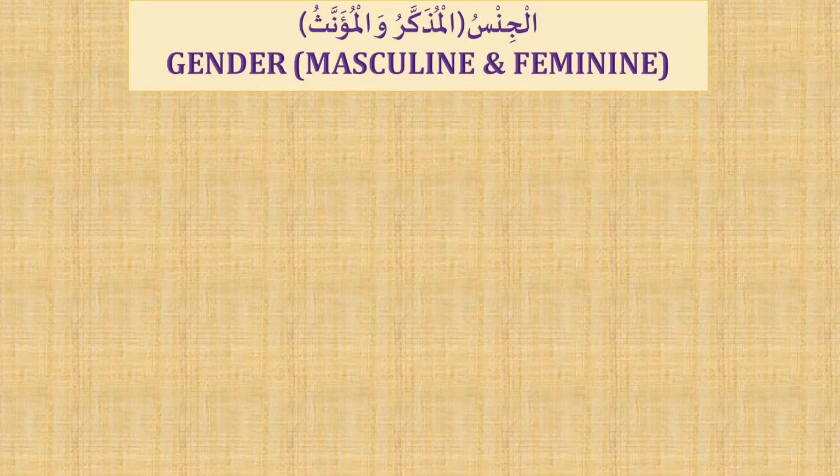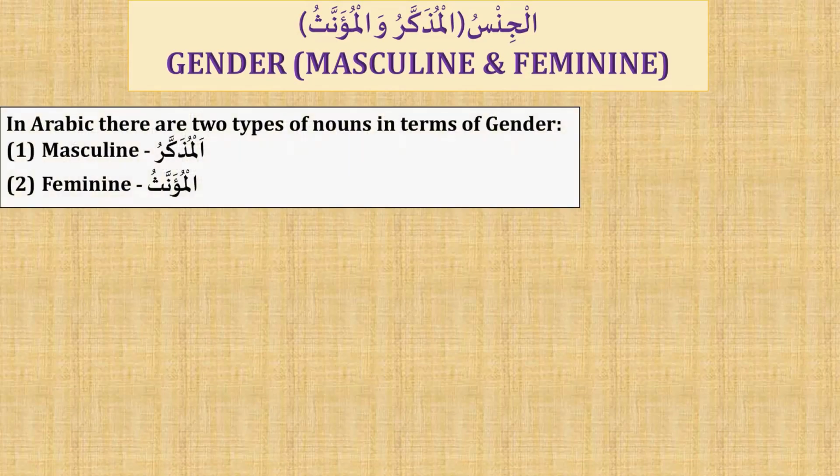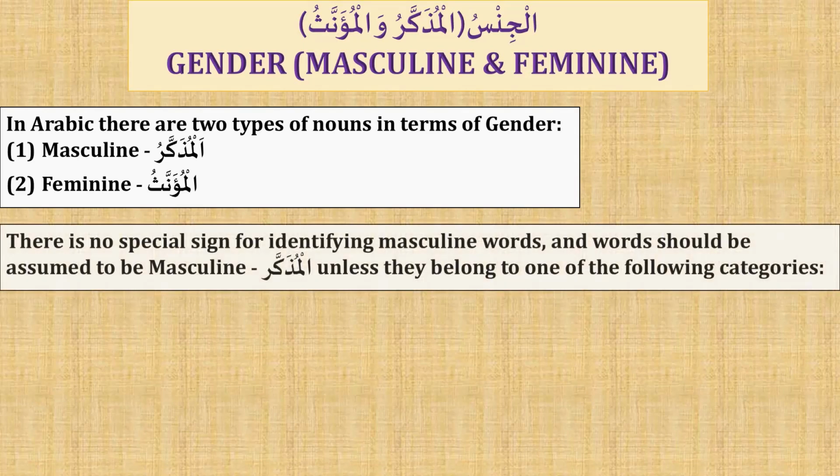الجنس المذكر والمؤنث, gender: masculine and feminine. In Arabic there are two types of nouns in terms of gender. First one masculine, al-mudhakkar, and the second one feminine, al-muannath. There is no special sign for identifying masculine words, and words should be assumed to be masculine, al-mudhakkar, unless they belong to one of the following categories.